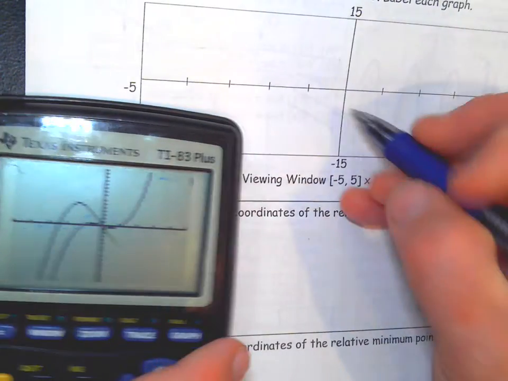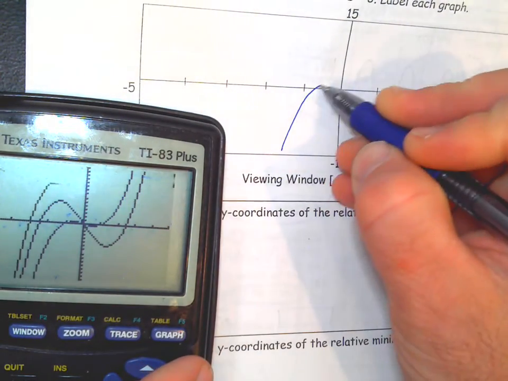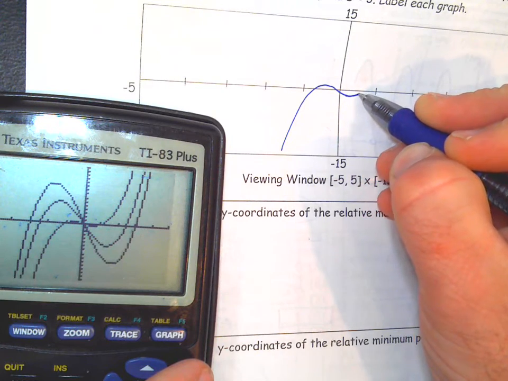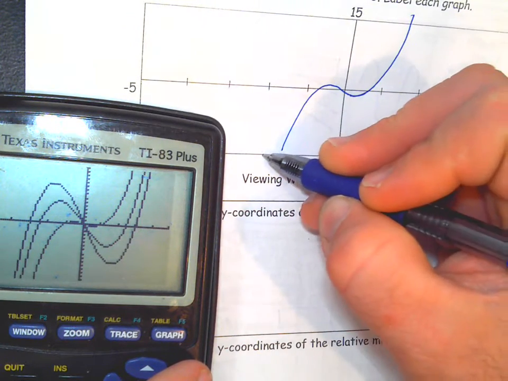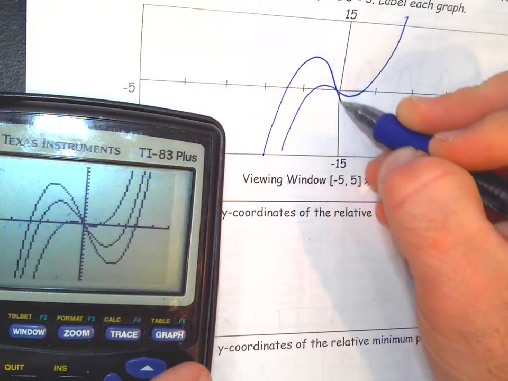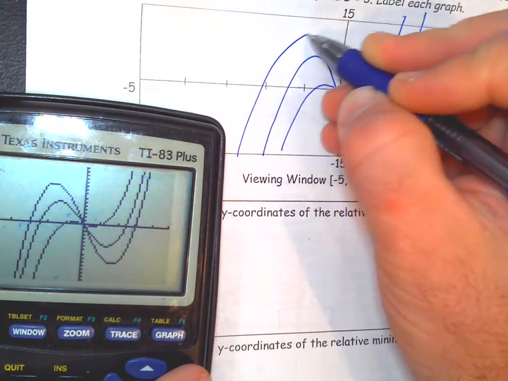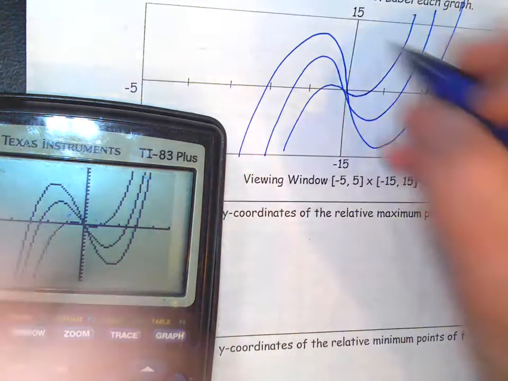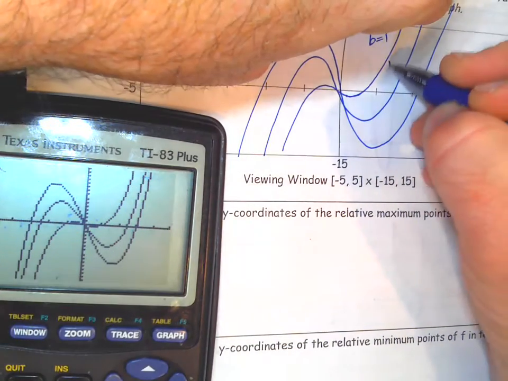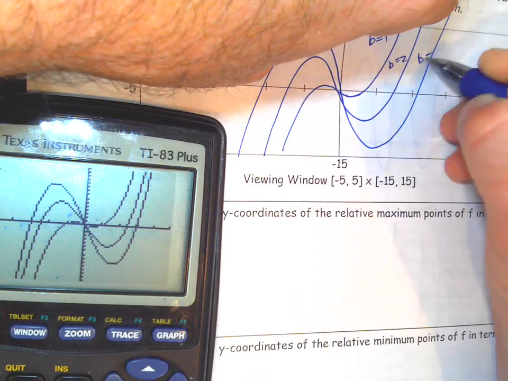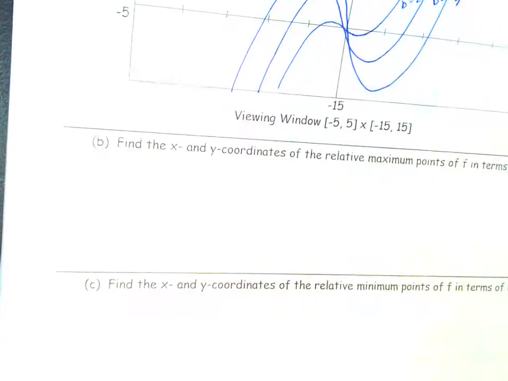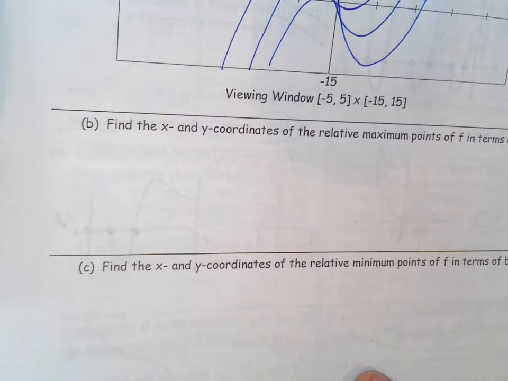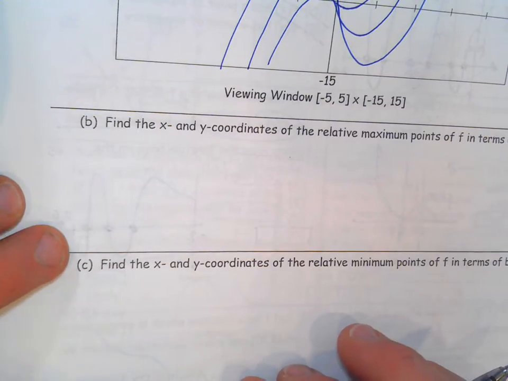So that's the first one. And then the second one was a little more pronounced. And then the next one is even more pronounced. So that's just a quick sketch of b equals 1, b equals 2, b equals 3. Part B: find the x and y coordinates of the relative max points of f in terms of b.